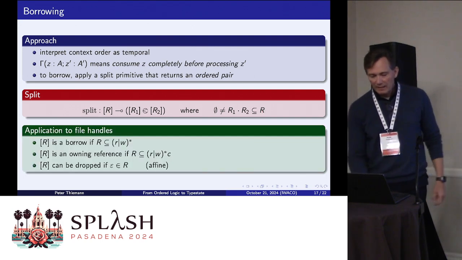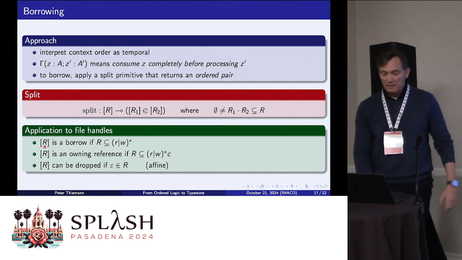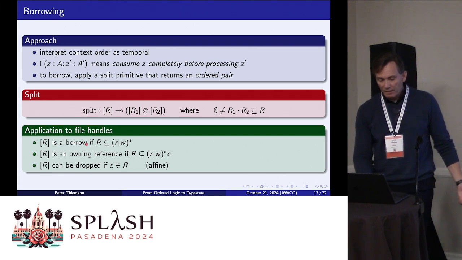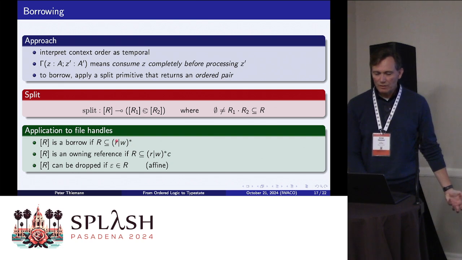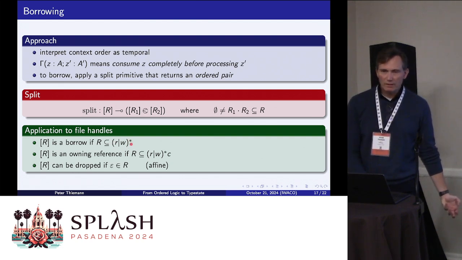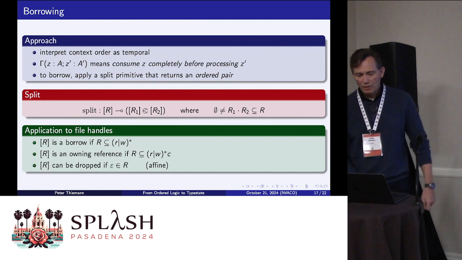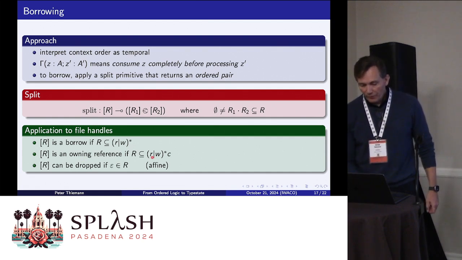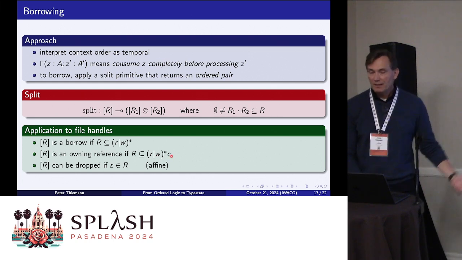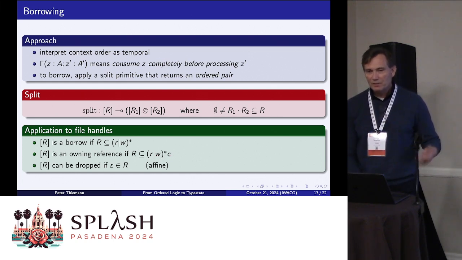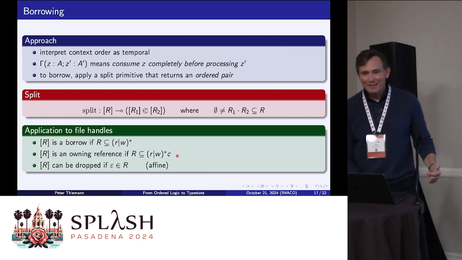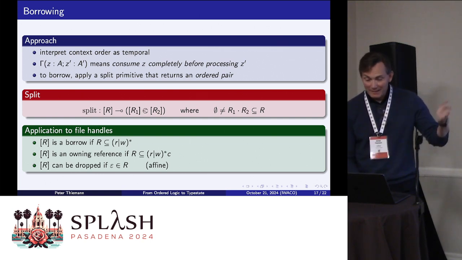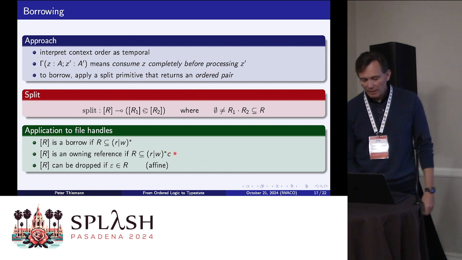If you apply that to file handles, then you could say R here is a borrow if R is just a subset of RW star, because, well, you can't close it. So you don't have the capability to close here. You can read or write as often as you want, but no closing. If you have a language that ends with C, then that kind of tells you this is an owning reference. Actually, this is also a linear reference because you're not allowed to drop it, as it's the owning reference, and you can apply close to that.